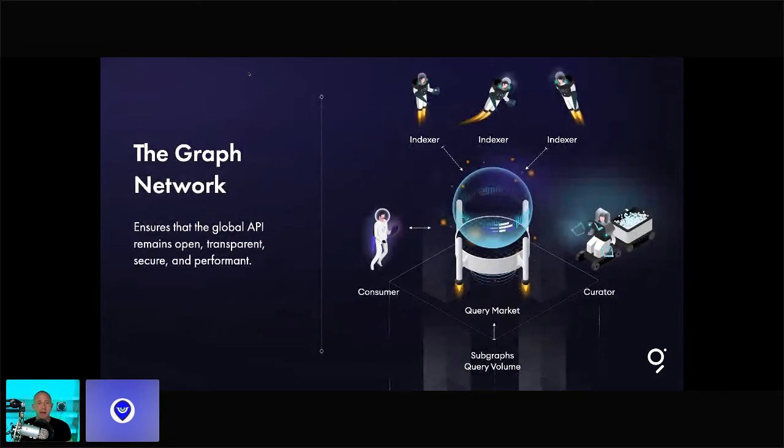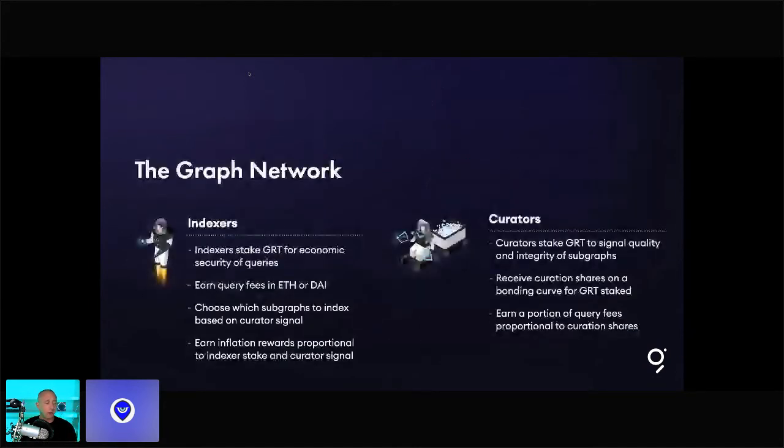The Graph network operates using something called Graph tokens, or GRT. And this is a way for developers and participants to secure the network. There are a few different roles, and I'll go over those roles really quickly right here.